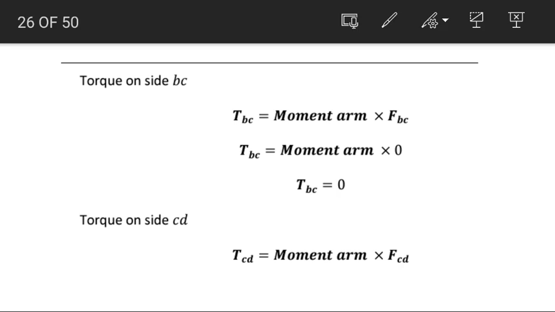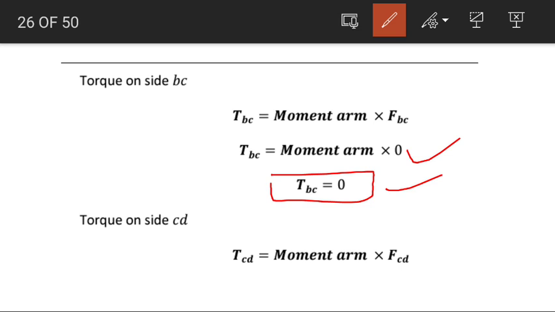Now we calculate the torque on side BC, and the torque on side BC will be equal to the moment arm cross FBC. We know that the force on side BC is 0, so whatever may be the moment arm, the torque on side BC will be 0 as well, because the force on side BC is 0.